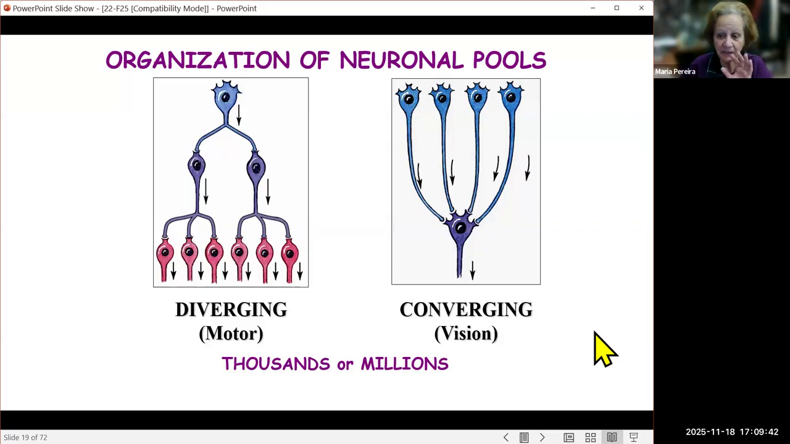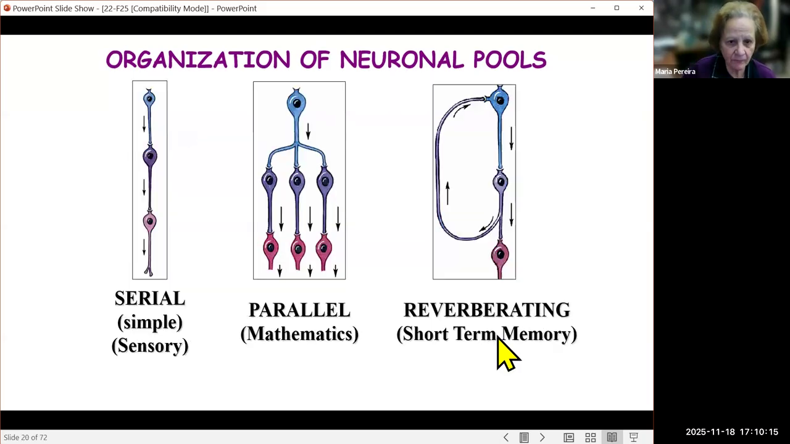Right, so neuroplasticity, I'm going to talk about this very, very soon. So here you have a diverging pool. Now you have converging, so you get information from many neurons that converge on one postsynaptic neuron. This is for precision, because you're getting information from many different neurons, right? Many photoreceptors are converging to give information. So this is vision, precision.